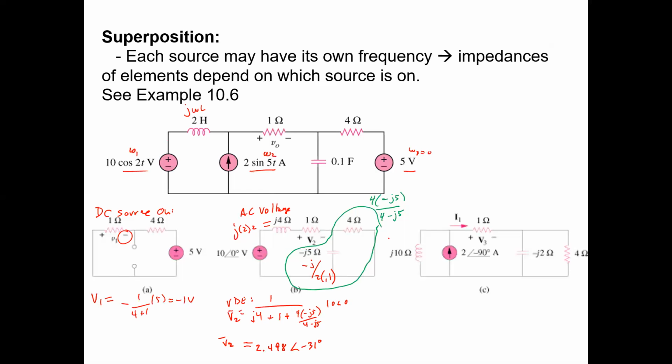The 10 cosine 2t to the 10 angle 0. I guess I kind of got it. Remember, this is Vm cosine of omega t plus theta, right? When you express your sinusoid as Vm cosine omega t plus theta, then this is going to be Vm angle theta. Since there isn't any phase, it's just the omega t in there, theta is 0. So it's just 10 angle 0.